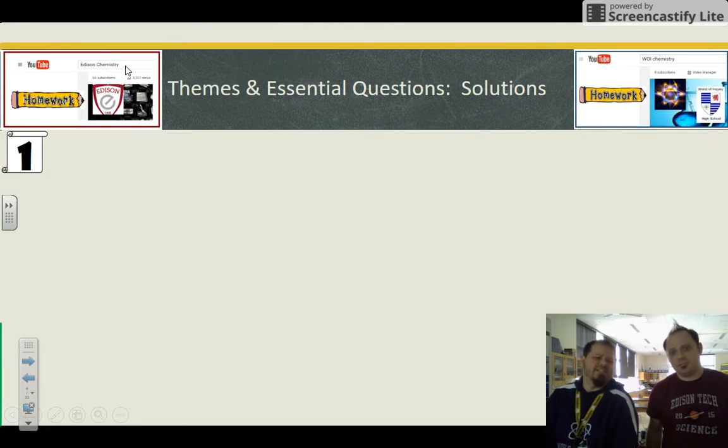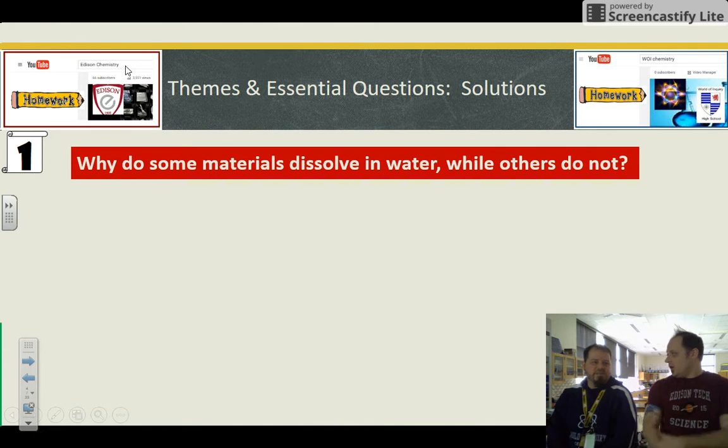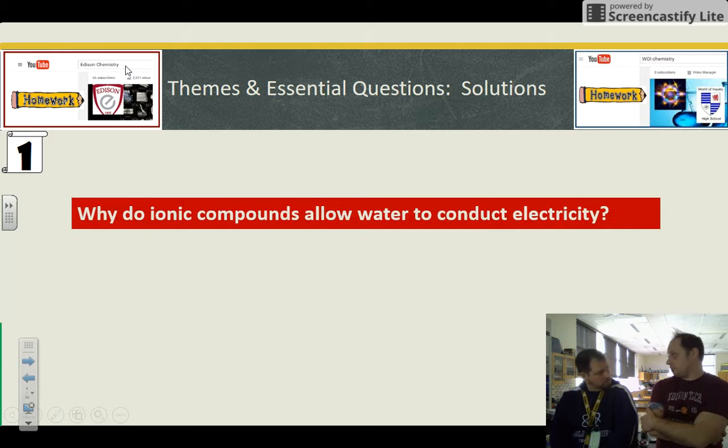This is what's up. Please engage with this piece, guys, because you need to know why some materials dissolve in water and some don't. Why? We'll see.